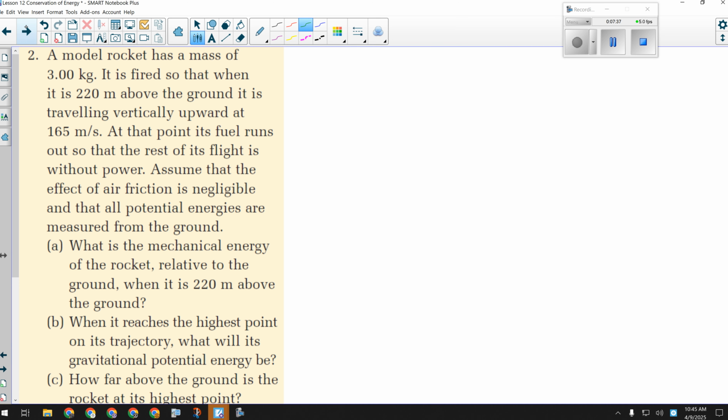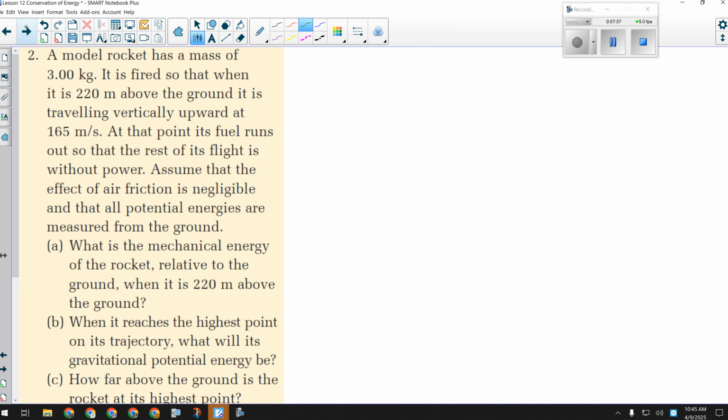Now, for part C, how far above the ground is it? Well, at that final point, its mechanical energy is all potential, so that would be m times g times final height. We know what that mechanical energy is because we already calculated it. We know the mass of the rocket. We know what gravity is.